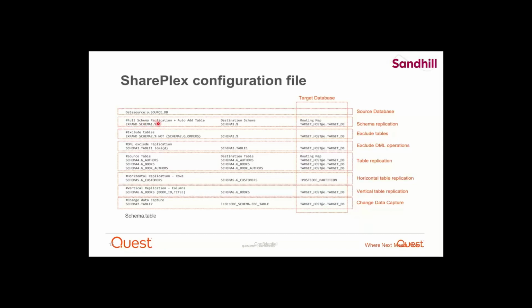So this % sign also gives you the edge of automatically adding the table as well. So if later on, after you activate the replication, you create a new table on the source, you don't have to create it on the destination or the target. It will automatically create it on the Oracle or the Postgres side as well.